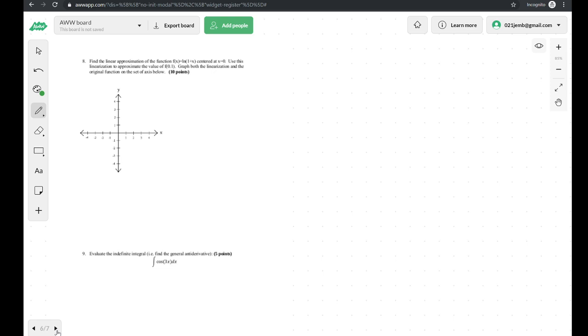So we know that the linearization would just be y equals f of 0, because it's centered at 0, plus f prime of 0 times x minus 0, which is just x. So f of 0 is just going to be ln of 1 plus 0, which is 0. So ln of 1 goes to 0.